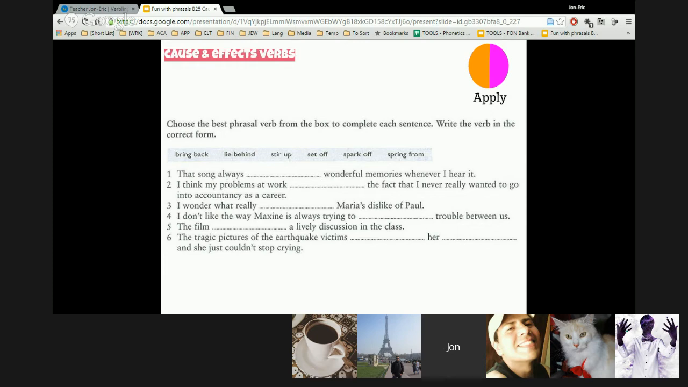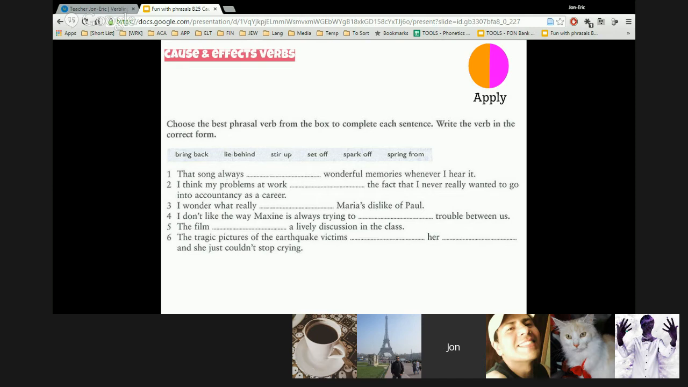That would mean that the problems are hidden by the fact. Problems aren't hidden. I want to say that my problems are caused by the fact. Springing from. Yeah. Spring from is correct. That's right. Very good.